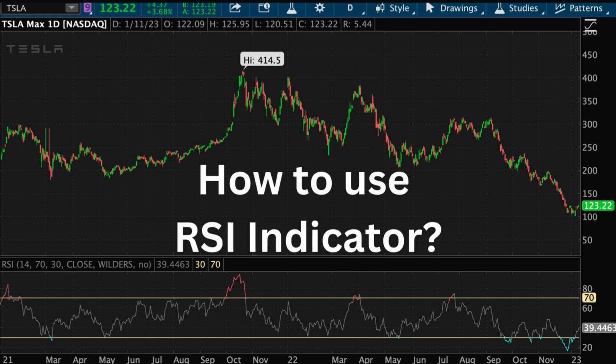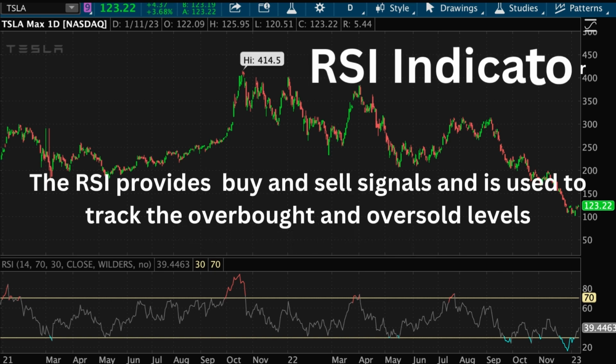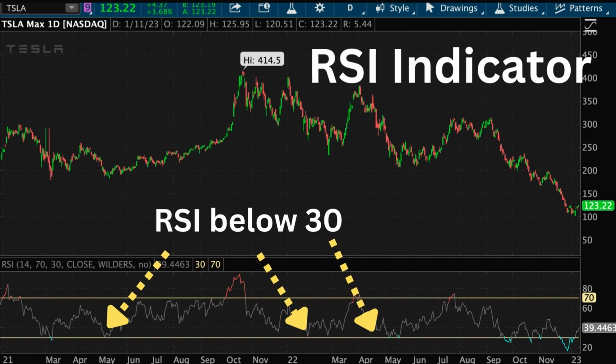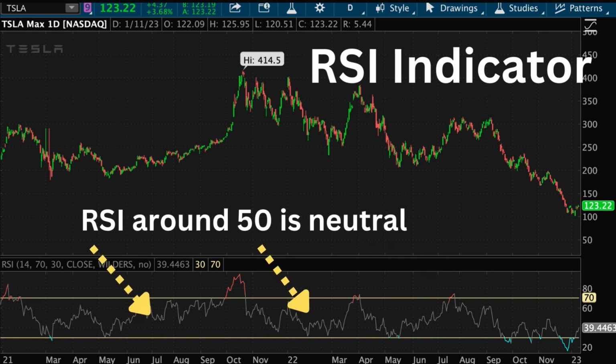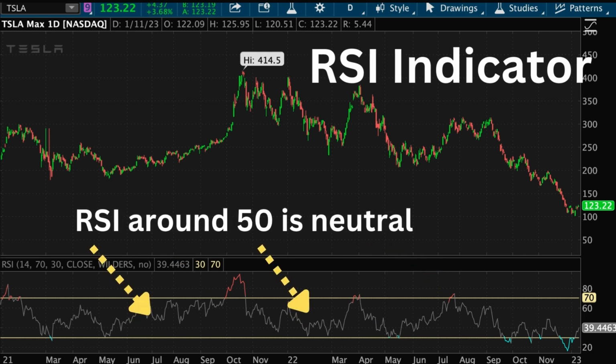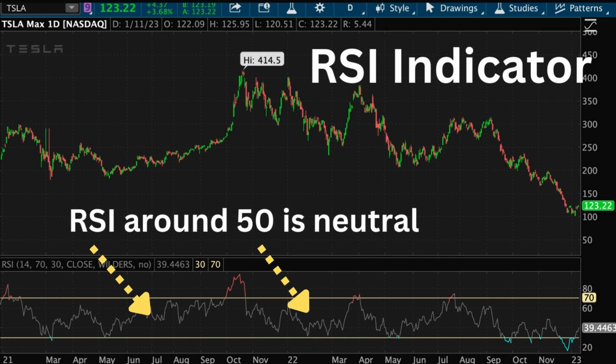How to use the RSI indicator. The RSI provides short-term buy and sell signals and is used to track the overbought and oversold levels of an asset. Low RSI levels, below 30, generate buy signals and indicate an oversold or undervalued condition. High RSI levels, above 70, generate sell signals and suggest that a security is overbought or overvalued. A reading of 50 denotes a neutral level or balance between bullish and bearish positions.